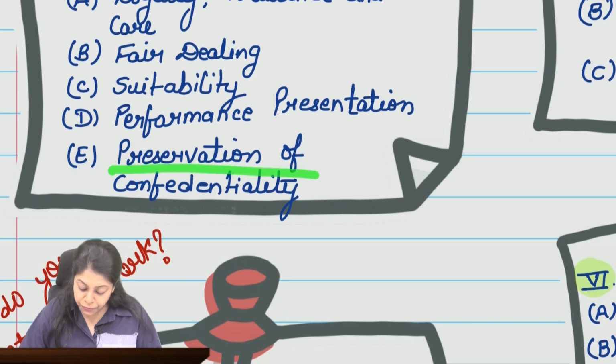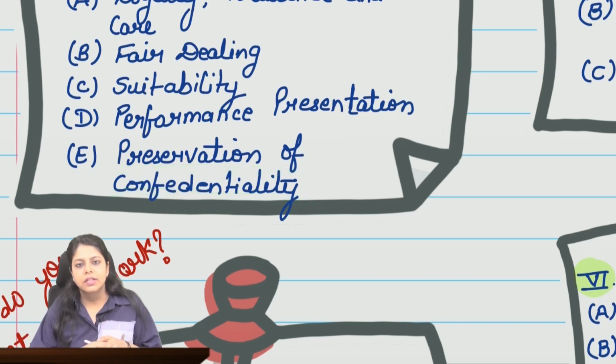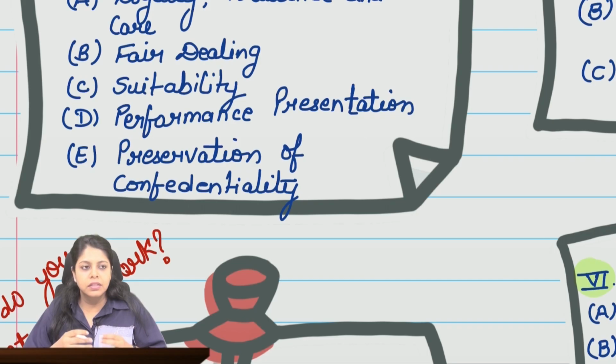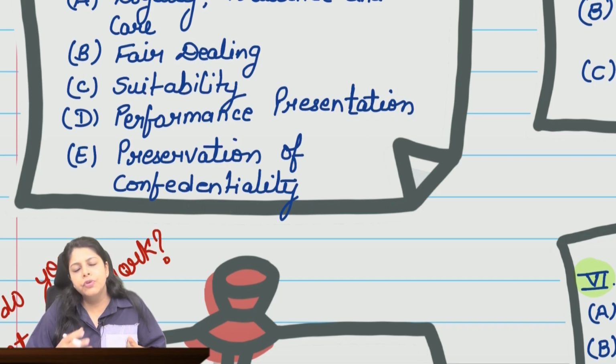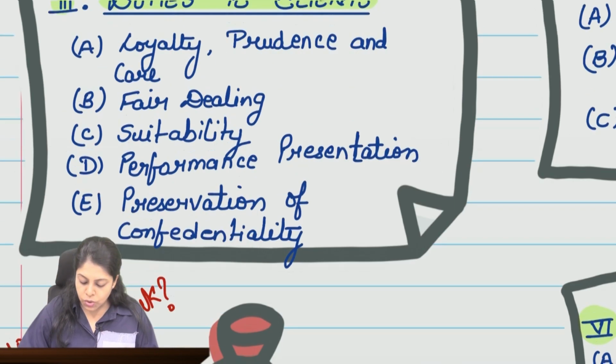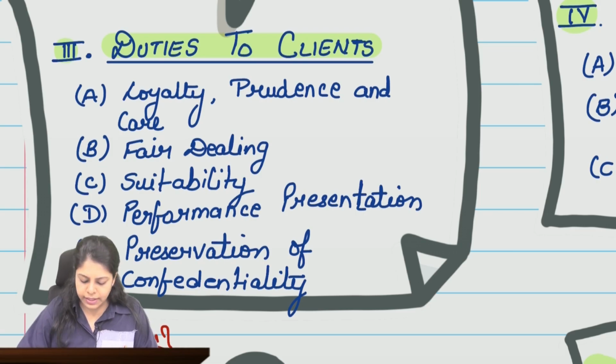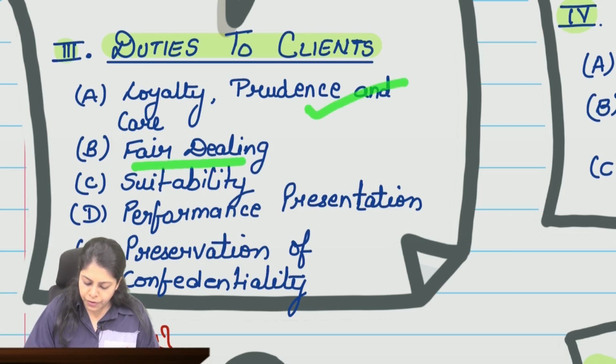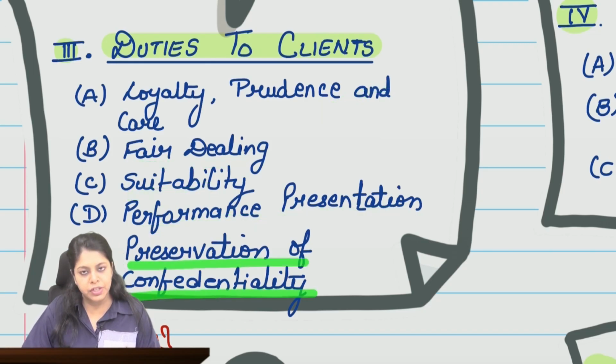And fifth is preservation of confidentiality. Obviously, your client's information is extremely confidential, but there are a few exceptions to this. For example, if it is required by law, you need to disclose a few details about your client. Now, if your client is engaged in any illegal activity, you might have to disclose the client's personal or private information. So these are the few subsections that talk about your duties towards your clients: loyalty, prudence and care, fair dealing, suitability, performance presentation and preservation of confidentiality.